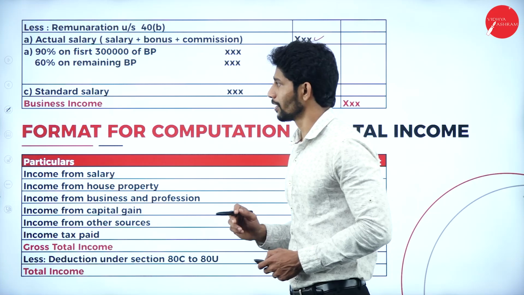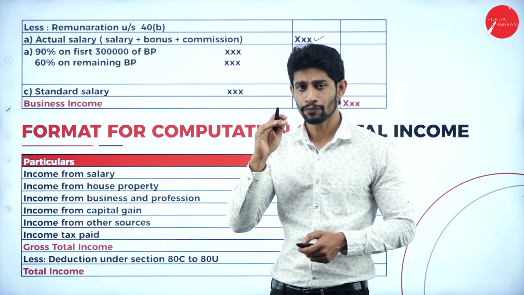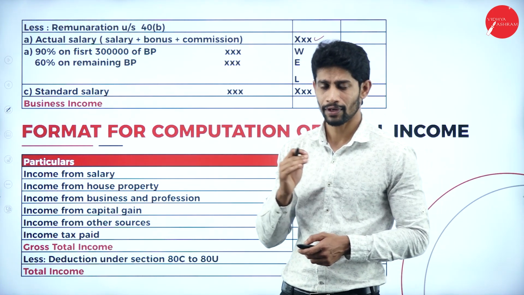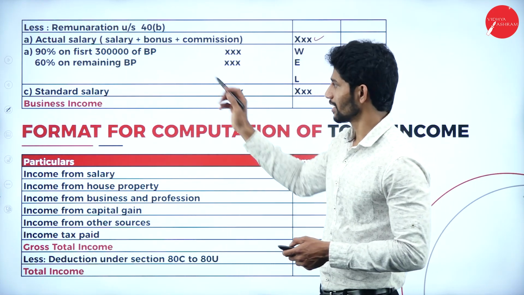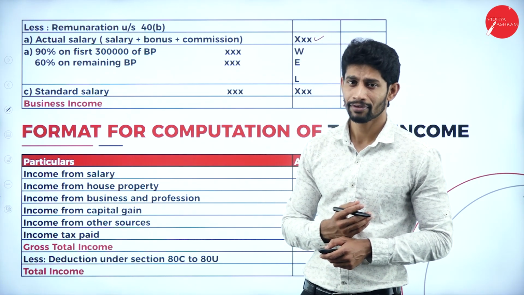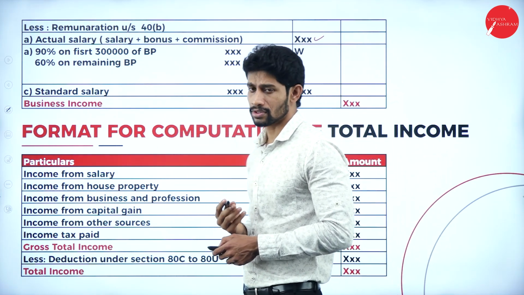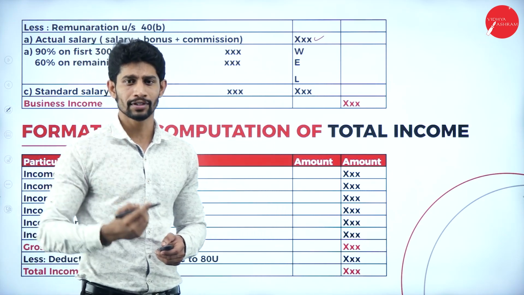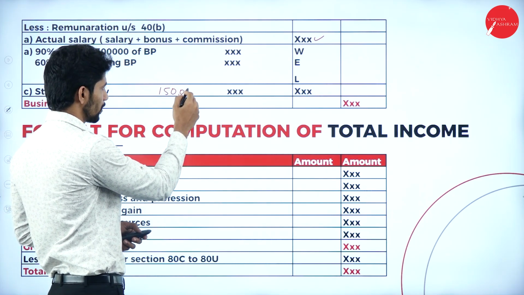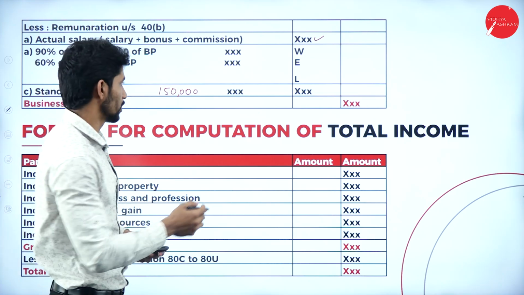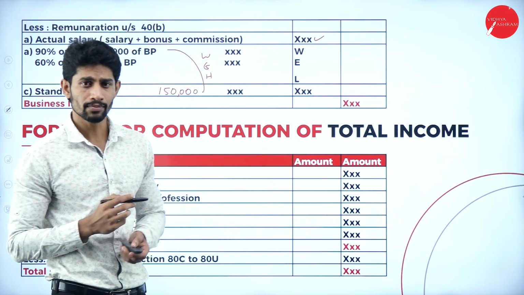So 90% of first 3 lakh of book profit and 60% on the remaining book profit. See, in case you have more than 3 lakh rupees of book profit, then on the first 3 lakh it is 90%, and on the remaining amount it is 60%. Sometimes you are going to have less than 3 lakh rupees. At that time, you are supposed to take 90% of the book profit. For example, you have 2,50,000. So 90% of 2,50,000 and the standard salary of 1,50,000. Of these two, whichever is high.